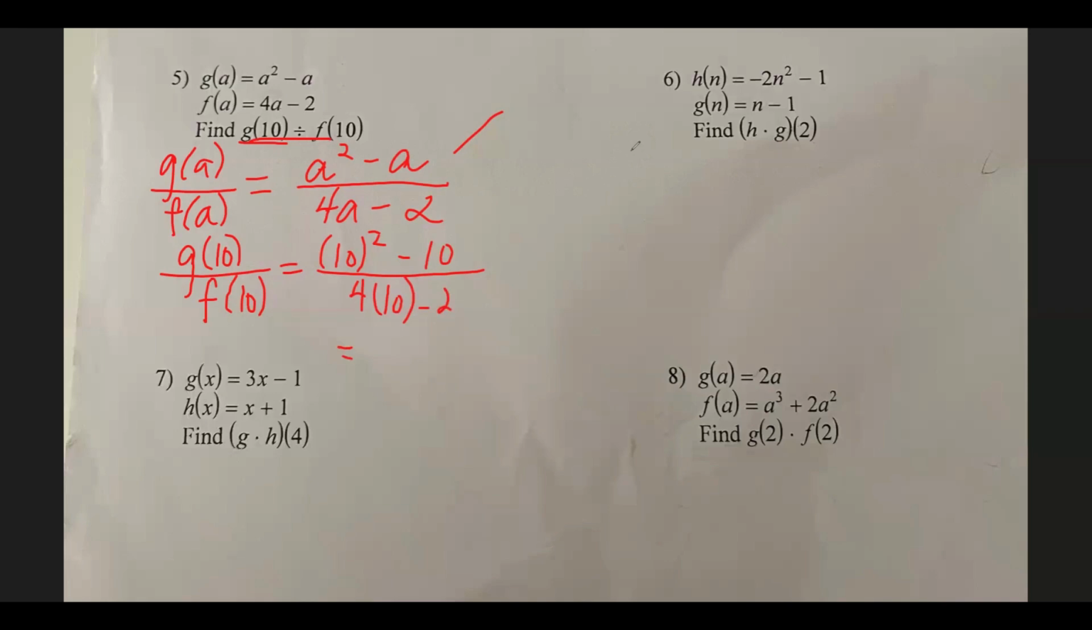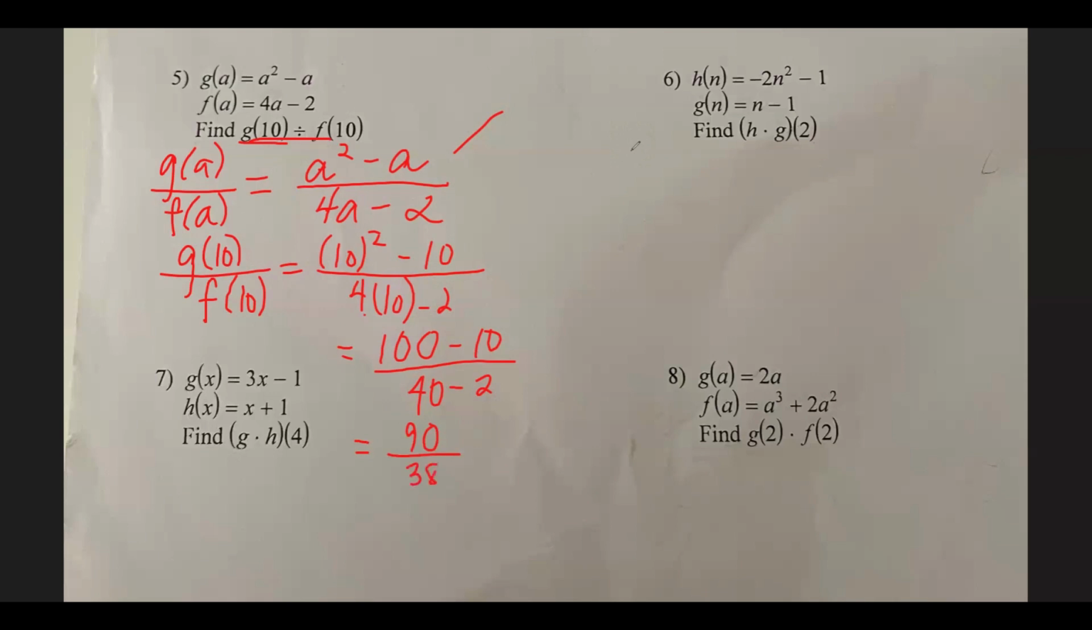Okay, so let's continue below. Let's simplify your 10 squared, which is the application of exponents, meaning you multiply twice by 10. So 10 times 10 is 100 minus 10 over 4 times 10 here in your denominator is 40. Then copy your minus 2. Now let's simplify both numerator and denominator. 100 minus 10 is you will get 90. And 40 minus 2, you will get 38.